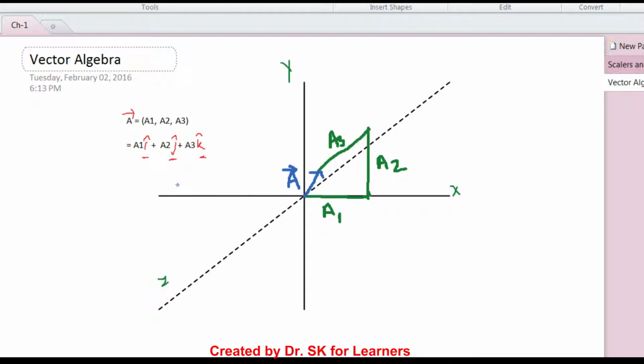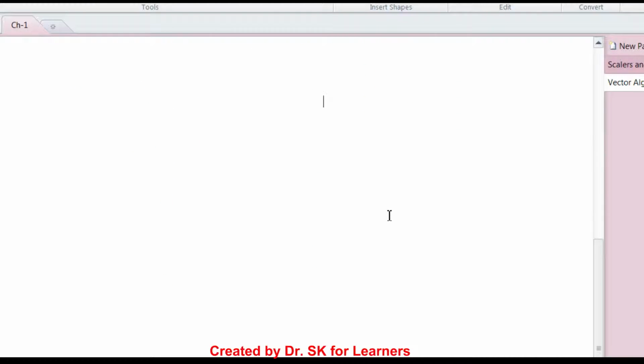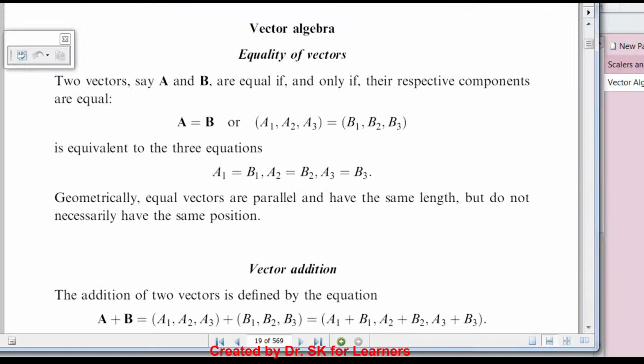These are called the resolved components because they are resolved towards a unit direction, and since these i cap, j cap, and k cap are universal, it's very easy and handy to learn and understand. So now we'll go on to learn some of the vector algebra. I'll just go down the page so that it will be easier for us to see. Here we come. There are some basic assumptions that we need to understand first.